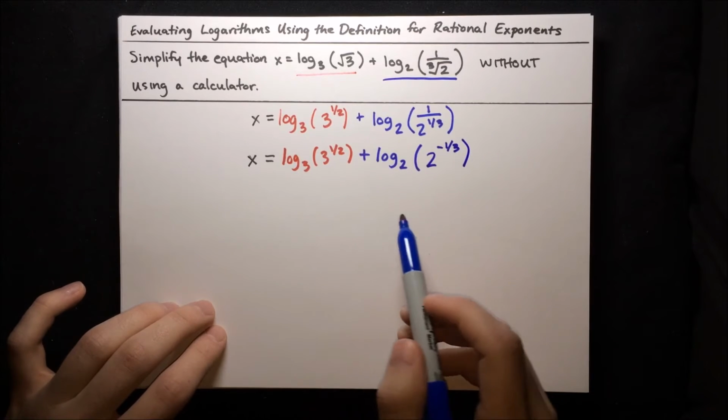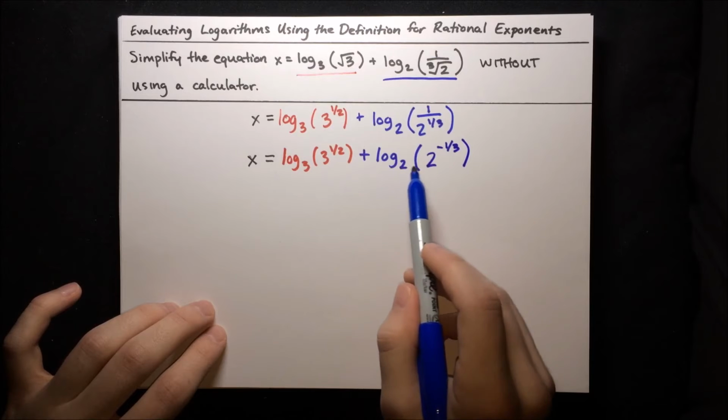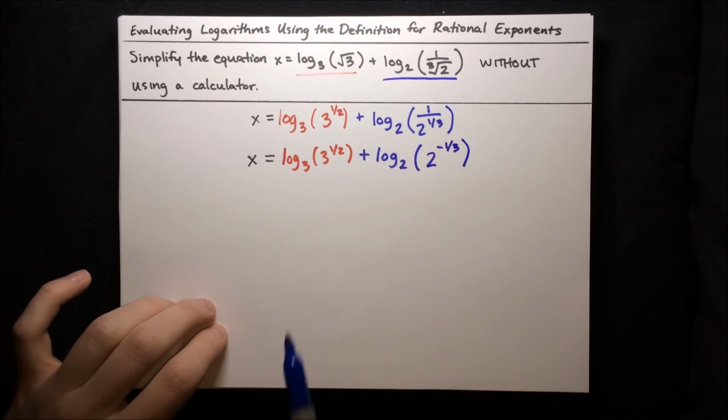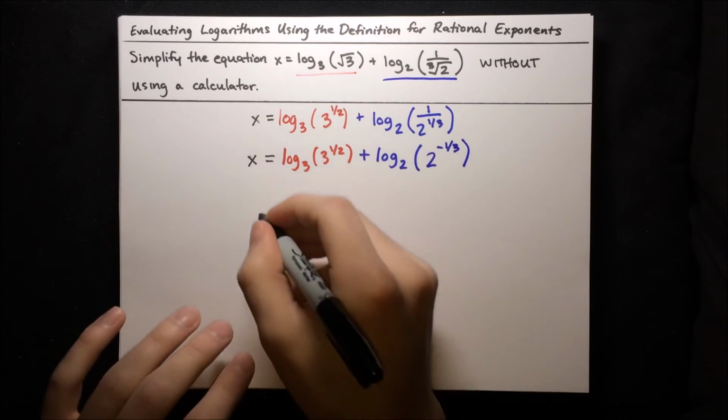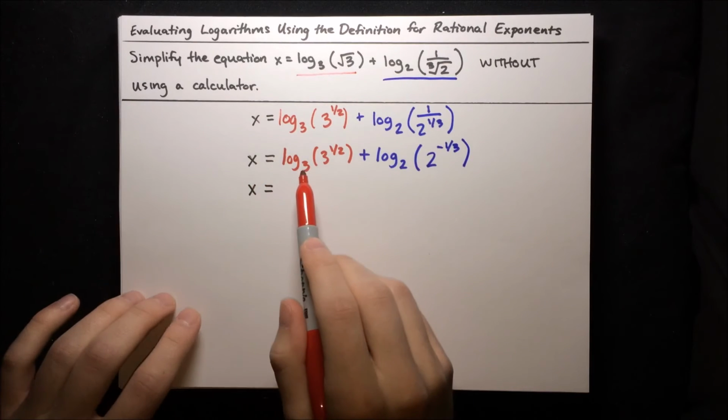And there we go. Great. So we've got log base 3 of 3 to some power plus log base 2 of 2 to some power, and we're ready to go ahead and simplify. So let's do that. That's just x is equal to log base 3 of 3 to the 1/2.